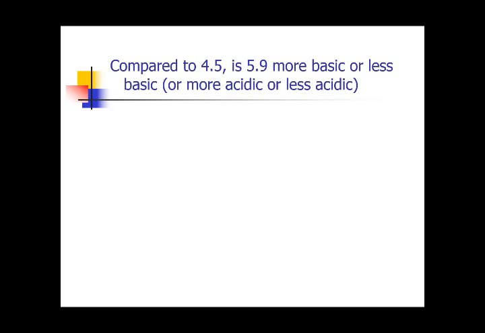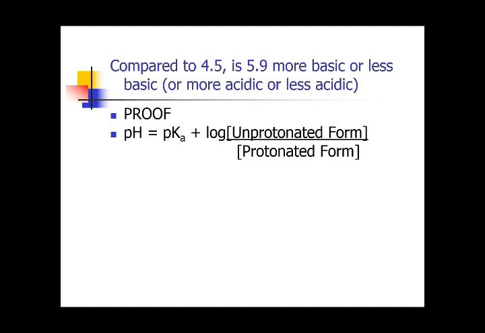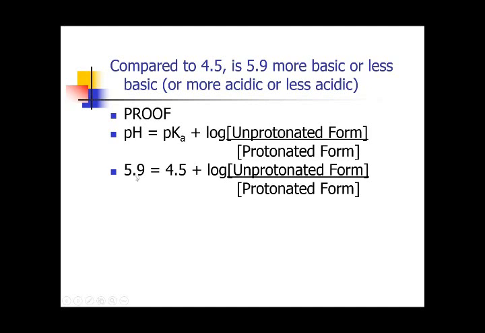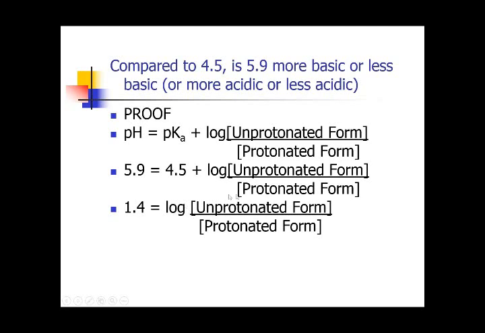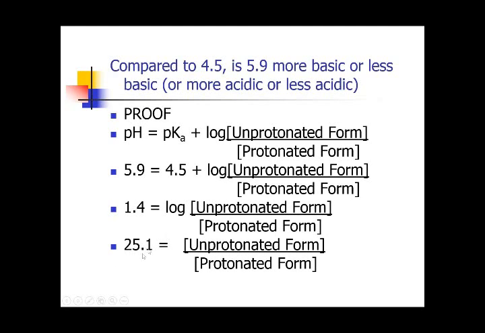But let's prove it mathematically. Let's give 100% proof. And that's the cool thing about the Henderson-Hasselbalch. You should be able to match them up. At any moment in time, you can actually calculate it out to a T. So pH is equal to pK plus log of unprotonated over protonated. So we have a pH of 5.9. We have a pK of 4.5 plus log of unprotonated over protonated. So 1.4 is equal to log of unprotonated over protonated. Therefore, 25.1 is equal to the concentration of unprotonated over concentration of protonated.